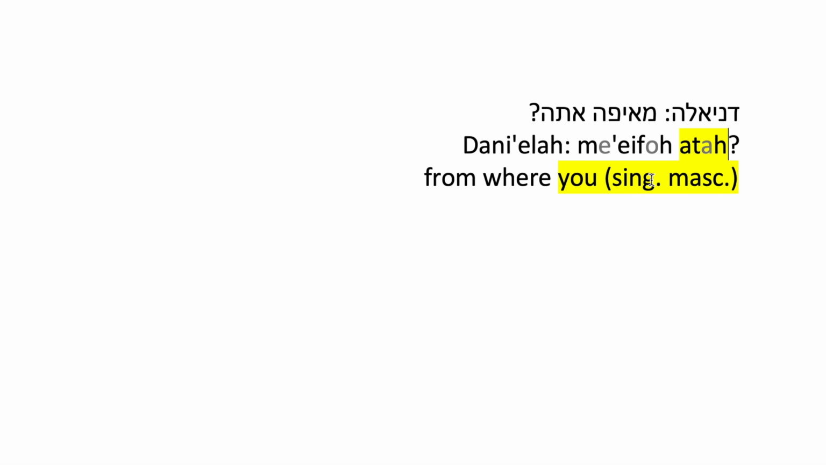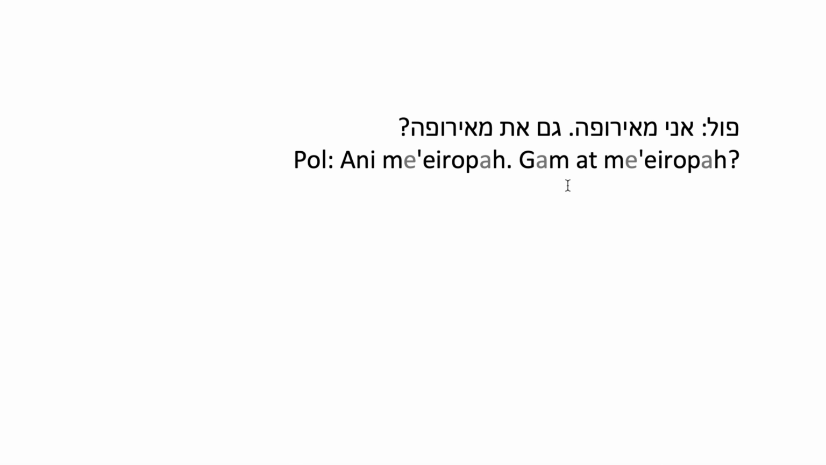A singular, one man, one person, one male person that is referred to. And as we can see, Paul is the one being referred to, and he answers, Ani me Europa. Okay, so Ani, what does Ani mean? Ani means I.